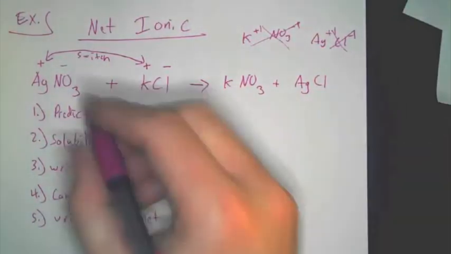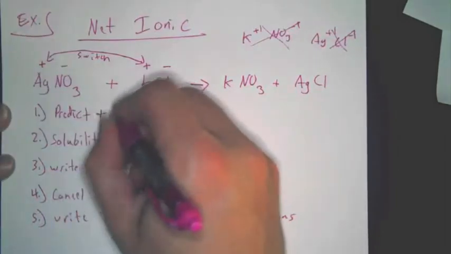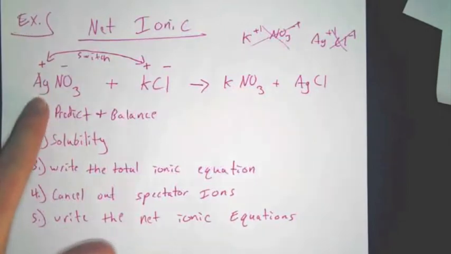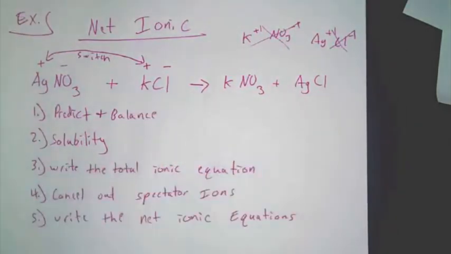Next, we might want to amend this, say predict and balance. So in this instance, everything's equal. It's all 1 to 1, so you're balanced already. There's a reason we're doing this one first. It's the easiest one I'm going to show you. So, all right, next step, solubility.